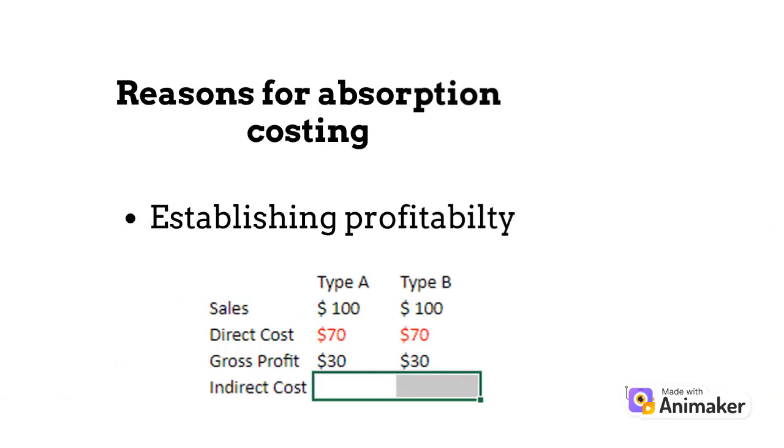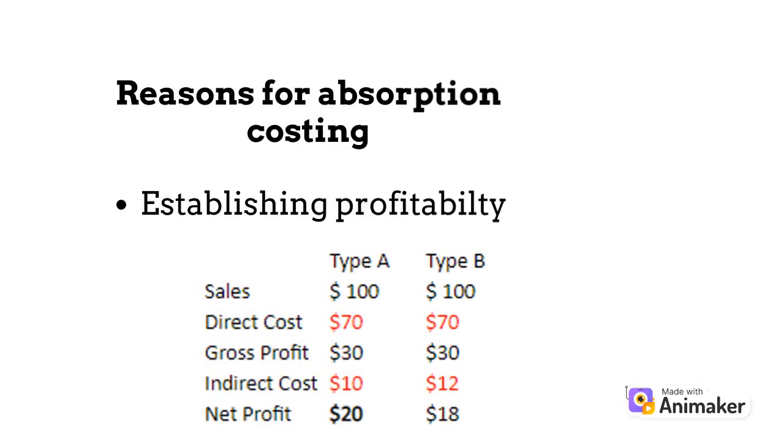Lastly, establishing profitability. You will not be able to get the objective profit figure until you include all production costs into a unit produced. Look at this example. All the direct costs are the same for both types of ice cream, and you may decide that they have the same profit figure. However, they might incur different levels of indirect costs, so your suggestions might be wrong.